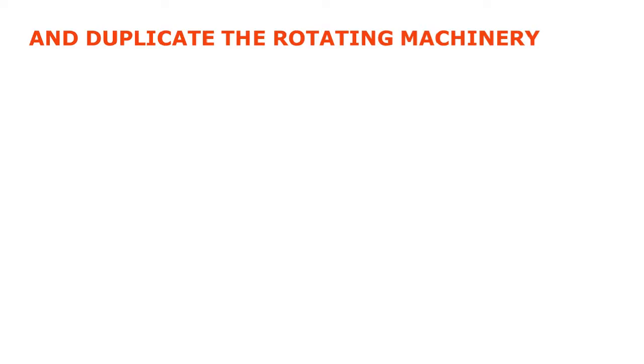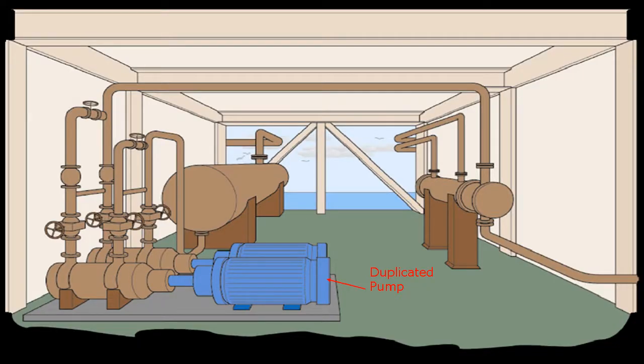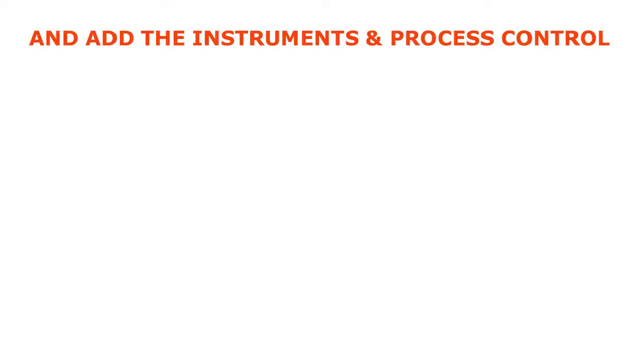Next, we duplicate the rotating machinery. Now, I won't go into too much detail here, but in essence, rotating machinery is not as reliable as its static counterparts. So process-critical pumps and whatnot are often spared, which means you have one running, one standby. In event of failure, you can switch it over without shutting the entire process line down. Yeah, I'll leave it there for now.